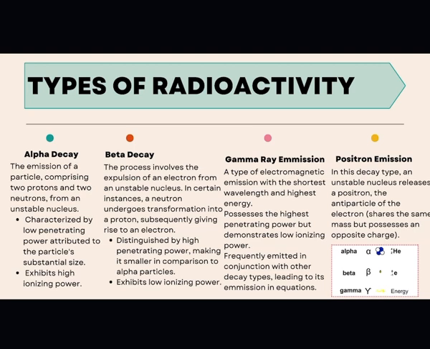Lastly, positron emission. In this decay type, an unstable nucleus releases a positron, the antiparticle of the electron. So this shares the same mass but possesses an opposite charge. And I've also added an image right here showing the symbols for alpha, beta, and gamma and their corresponding equations.